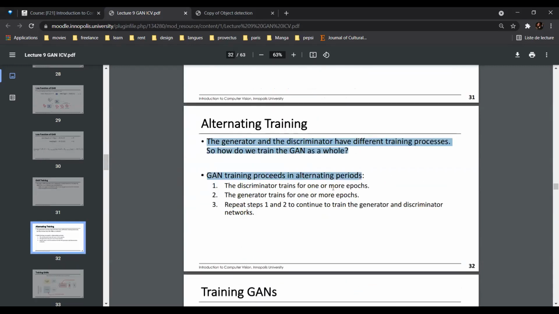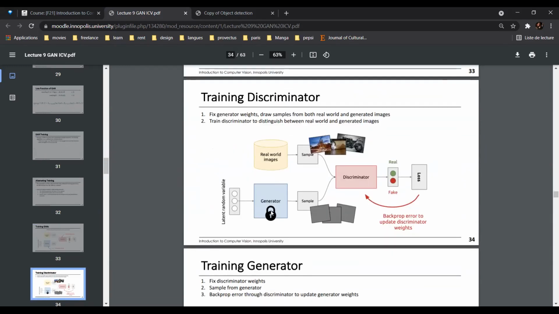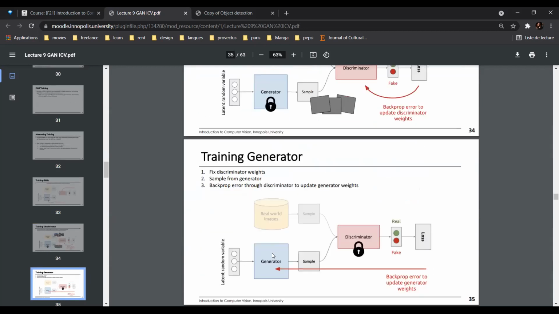And we saw that the way of training is usually split into 2 parts. So first we train the discriminator, and then we train the generator, and we repeat. And in order to do that, we usually freeze the layers of the module that we are not training.